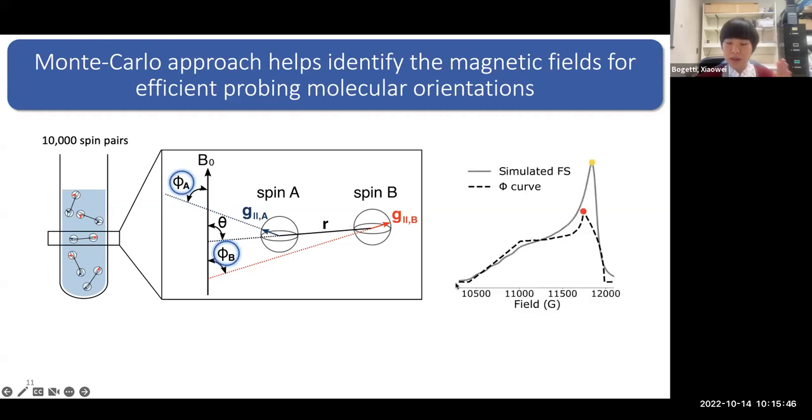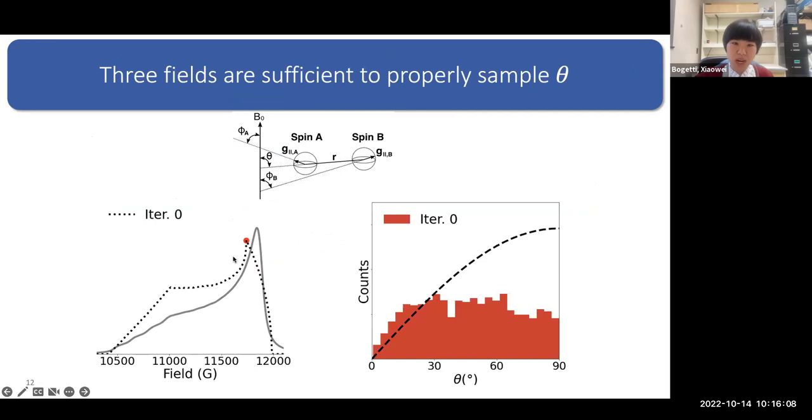And now we quantify the number of phi that can be excited at each magnetic field, shown as a phi curve in this black dashed line over here, and find the maximum, which corresponds to the field that can best sample spin orientations. But the question is, will one measurement be enough? Will this single magnetic field sample enough molecular orientations, right?